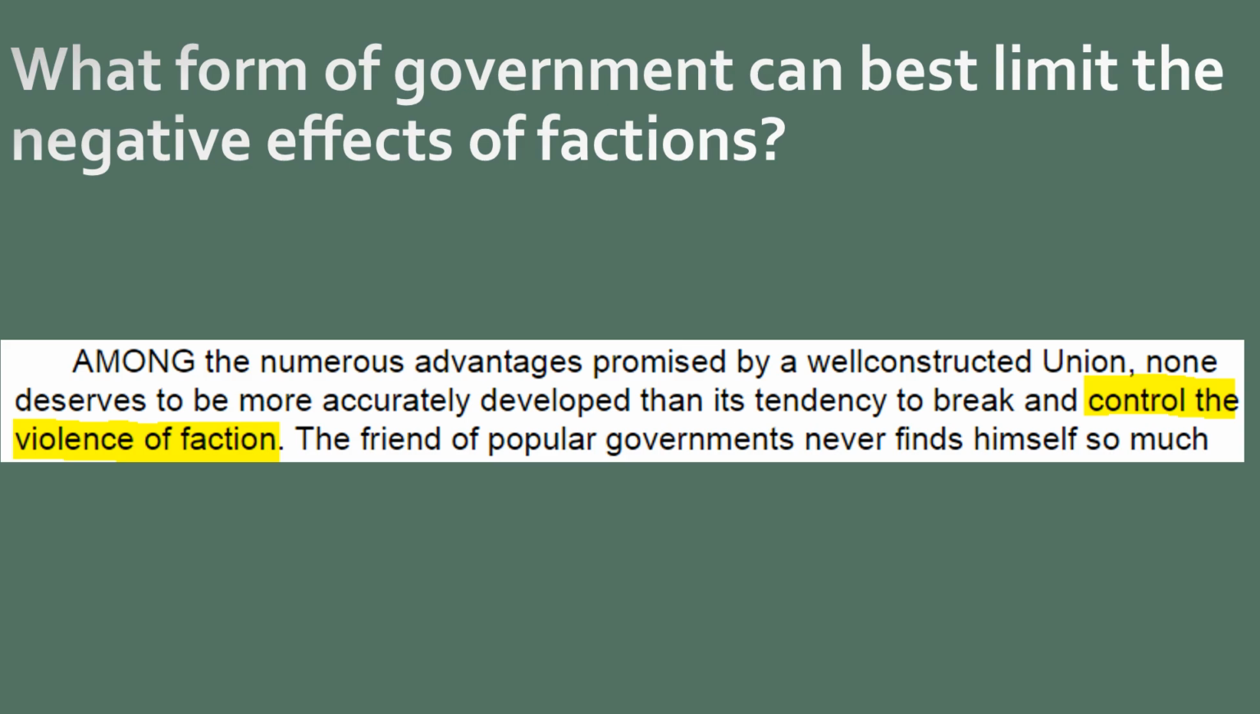All right, so again, I have clips of some passages from Federalist number 10, as well as brief summaries of these passages. Right in the beginning, he states his purpose. He wants to talk about the advantages of a union, one of which is to control the violence of faction. So this raises a question: what form of government can best limit the negative effects of factions? Factions, we're talking about groups of people. I think the next slide might define it, so hang on.